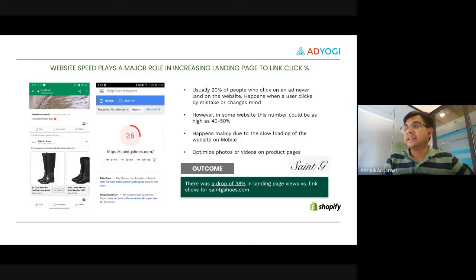What I would highly recommend is start measuring this number because a lot of brands don't even measure this number. They would see 100 clicks on Facebook and 80 sessions on Google Analytics without realizing that there is a 20% dropout happening in between. Because pretty much a lot of times we don't put together the two data.